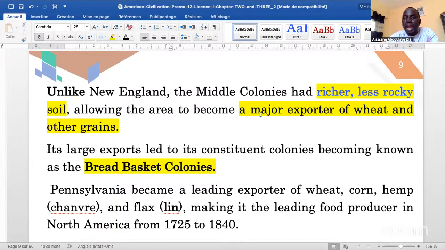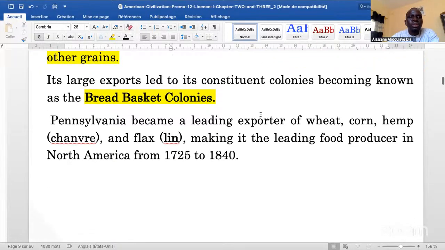Wheat means blé. So as they had a richer land and a less rocky soil, they were able to exploit and to produce a lot of wheat, c'est le blé, and grains, c'est des céréales. So each large export led to its constituent colonies becoming known as breadbasket colonies. So thanks to this advantage, the middle colonies were referred to as breadbasket colonies.